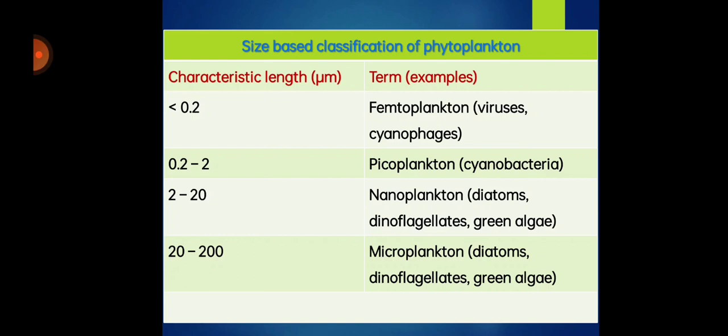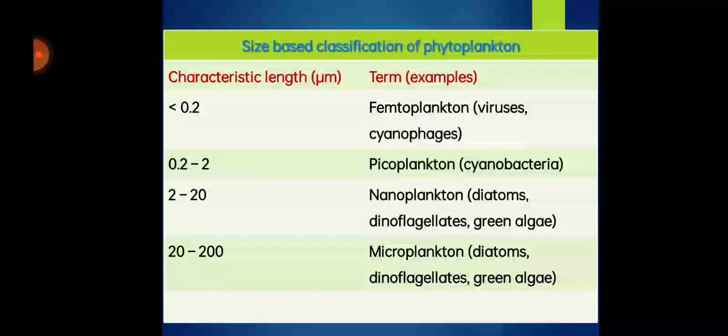Then we have nanoplankton, which range in size from 2 to 20 micron, and this includes taxa like Nannochloropsis, Ostreococcus, and so on, which are very small in size and often difficult to observe under an oil immersion objective of a compound microscope. Then we have further smaller planktons known as picoplankton that range in size from 0.2 to 2 micron. These include the cyanobacteria like Synechococcus, Synechocystis, and so on.